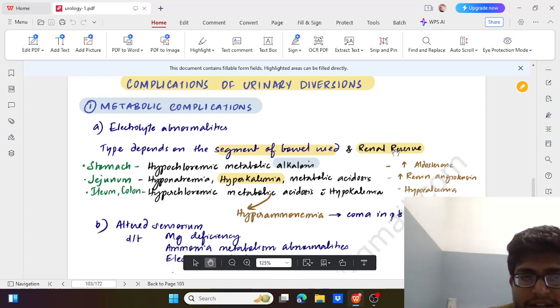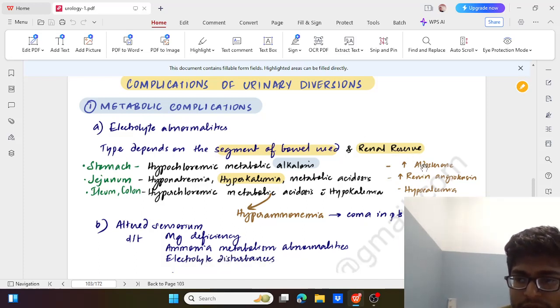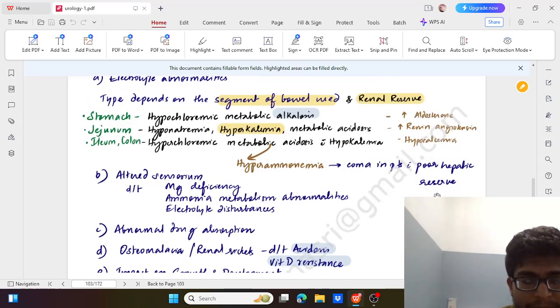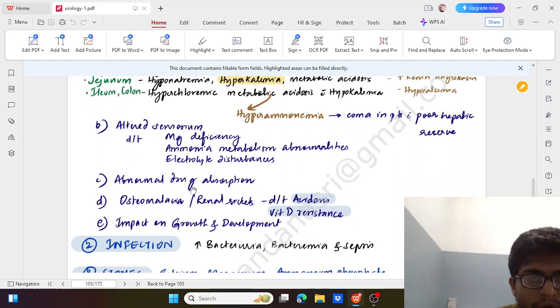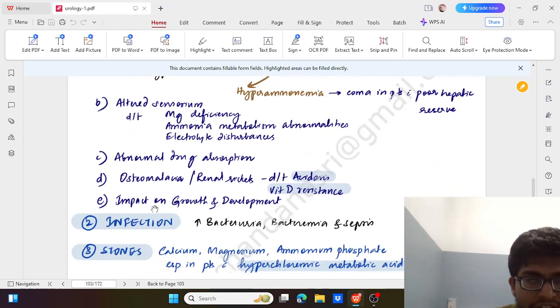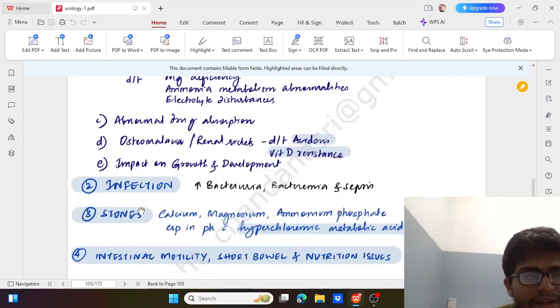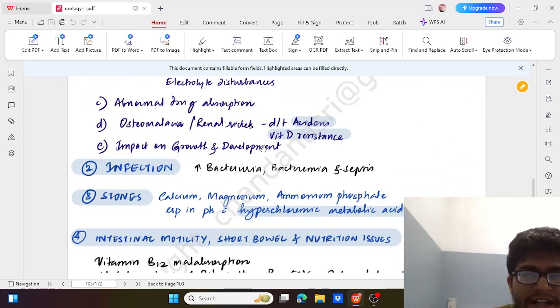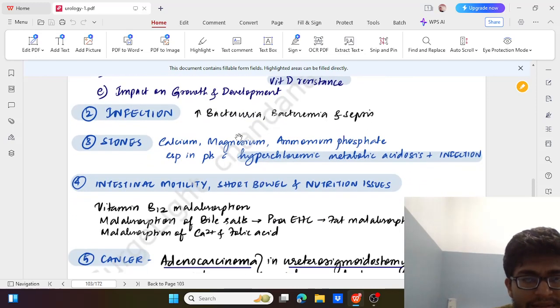And in case of renal reserve, it causes increased aldosterone and increased renin-angiotensin, causing hypocalcemia. Then next is altered sensorium due to magnesium deficiency, ammonium metabolism abnormality, and electrolyte disturbances. Then abnormal drug absorption, osteomalacia, and renal rickets due to acidosis and vitamin D resistance. Impacts on growth and development due to the above factors.